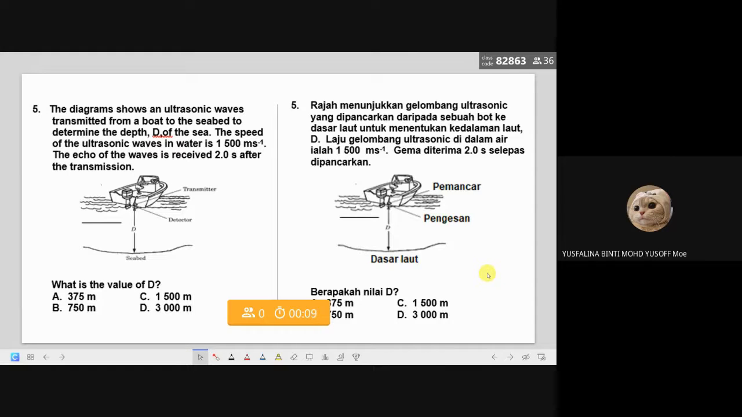This one you have to calculate the depth of the seabed. So what's the formula that you should use to find the value of D here? What is the formula? That is V equals 2S over T, or some use S equals VT over 2. Both are the same.